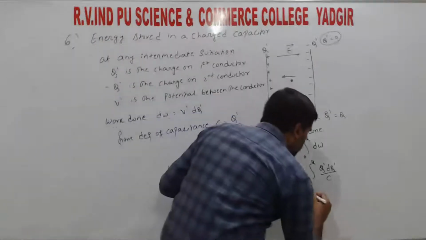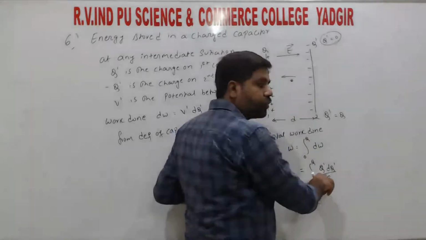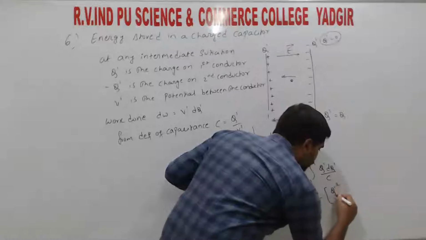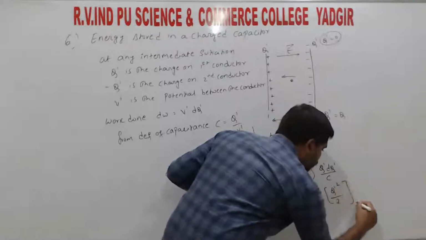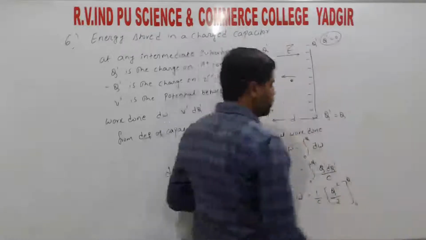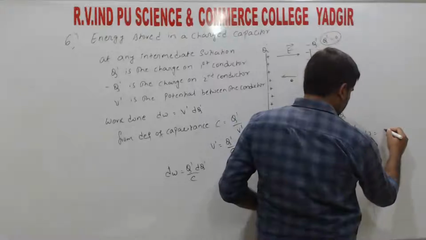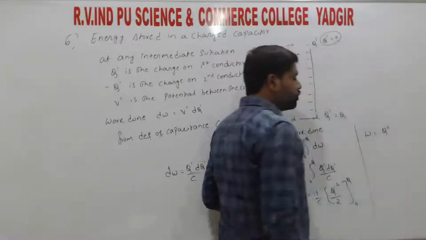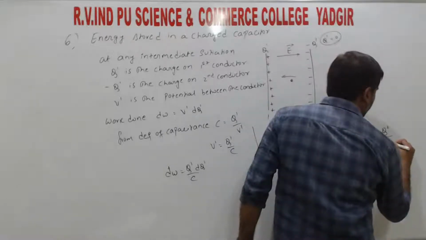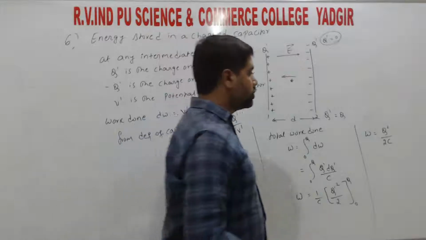So C is constant, so we can take it outside. The integration of Q dash becomes Q dash square divided by 2, with limits 0 to Q, right? So now W is equal to upper limit Q square minus 0 divided by 2C, right? So this is one form of the energy stored in the capacitor.